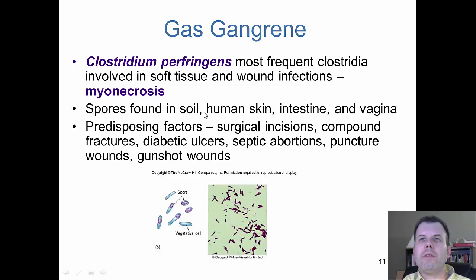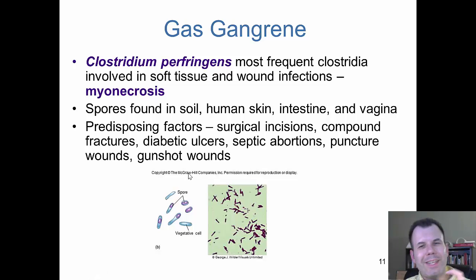Okay, the first one is the Clostridium perfringens. This is the most frequent Clostridia involved in soft tissue, and it leads to a myonecrosis or muscle necrosis. So it eats away at the muscle and the carbohydrates that are involved in the muscle. Okay, the spores are found in soil, human skin, intestine, and the vagina. And again, the predisposing factors are surgical incisions, compound fractures, diabetic ulcers, septic abortions, puncture wounds, and gunshot wounds. So really it is getting past that first mechanical barrier.